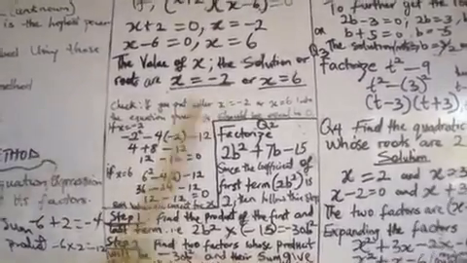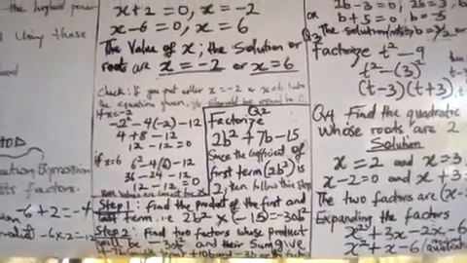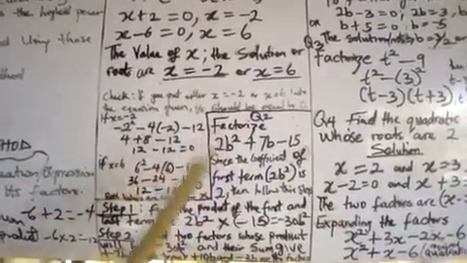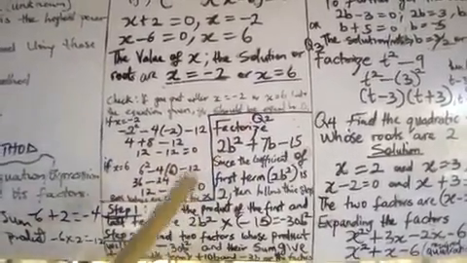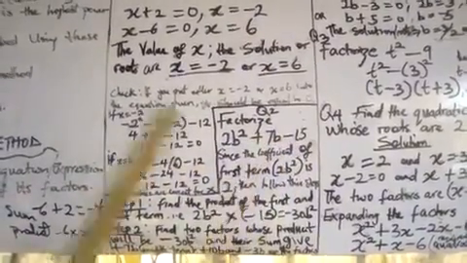So let's move to question 2 so that we could get more. I want us to get more questions so that we'll be able to solve as many as possible. So now this is another quadratic expression, 2b squared plus 7b minus 15.